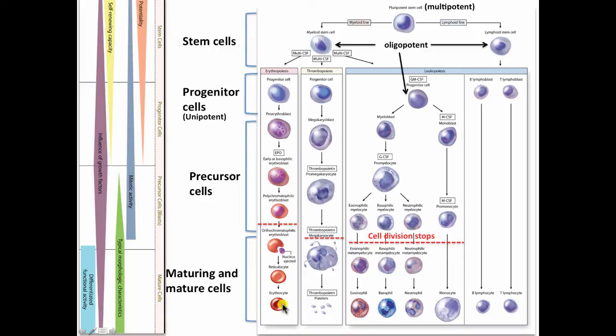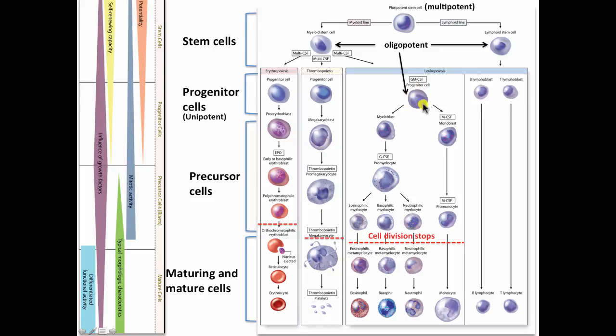When we get down to the progenitor cells, which are unipotent, they are now committed to producing just one cell type. The progenitor cell for the erythroblasts is committed to producing erythrocytes, ditto for the progenitor cell that gives rise to megakaryocytes, and ditto in a way for the progenitor cell that will give rise to all of the granulocytes. I say in a way because this is a fairly confusing lineage here.